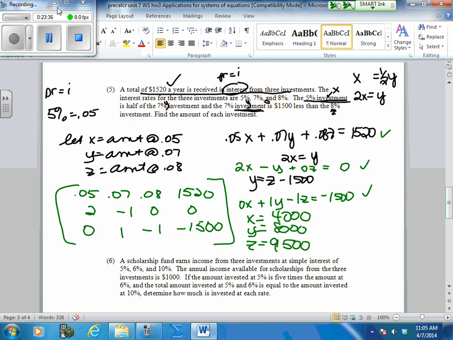Do they all total? Didn't tell us what it totaled. But is this true? That my 5% is half of my 7%? Yeah. That my y is 1,500 less than my z? Yeah. So that's good. The only other one you'd have to check is this one. Okay?